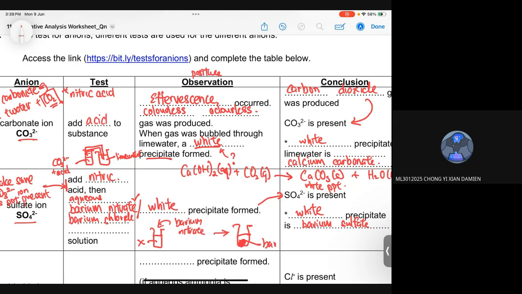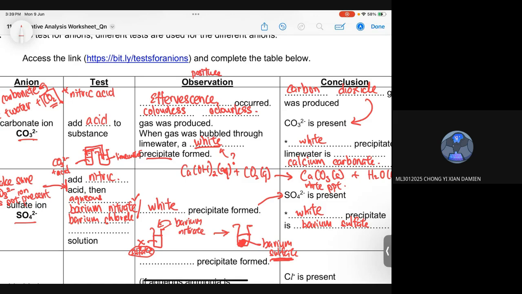This is barium sulfate. So you realize, I added barium in. Then where did the sulfate come from? The sulfate must come from my X, in order for the barium sulfate to form. So that's why when you add barium nitrate and you see the white precipitate form, you can conclude that my solution must contain sulfate. Otherwise, I cannot get a white precipitate forming.